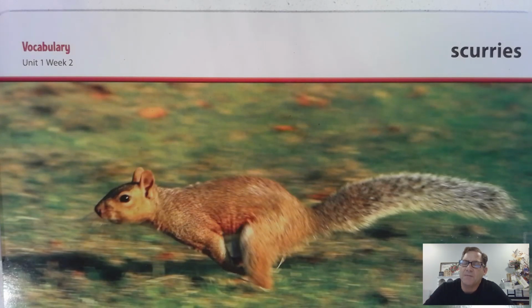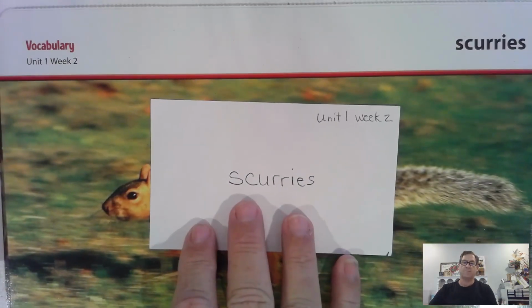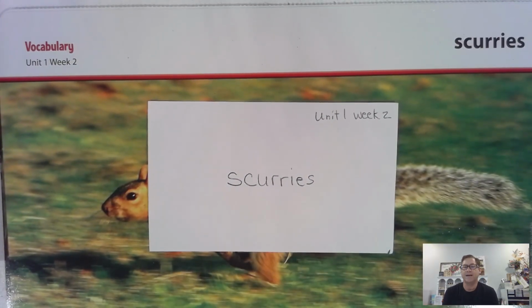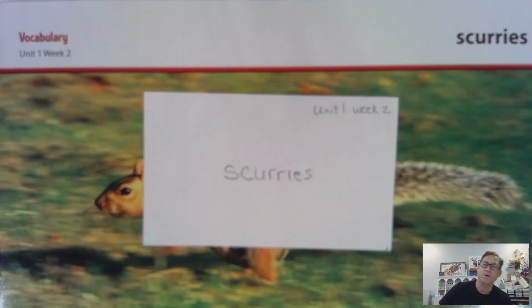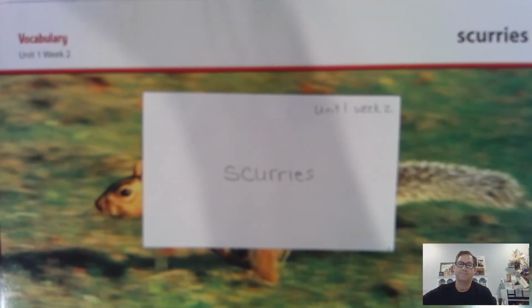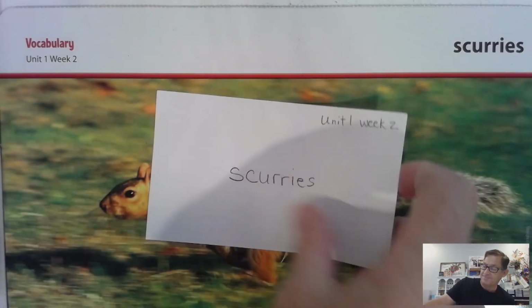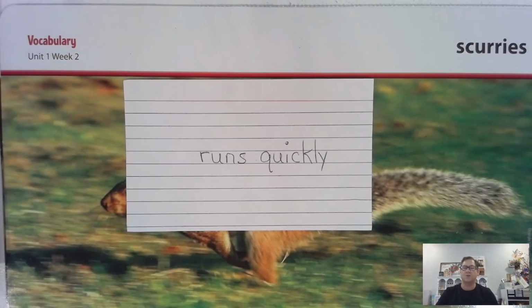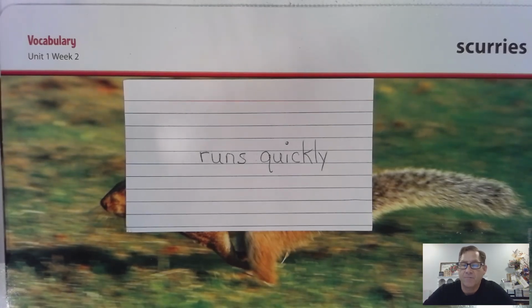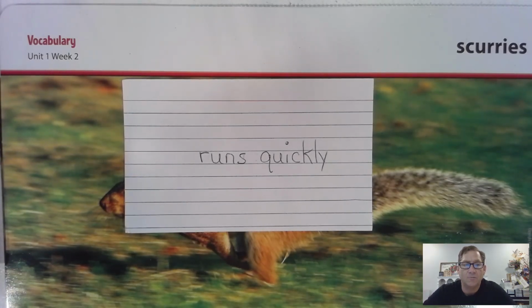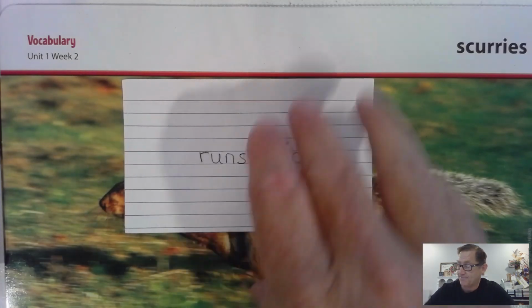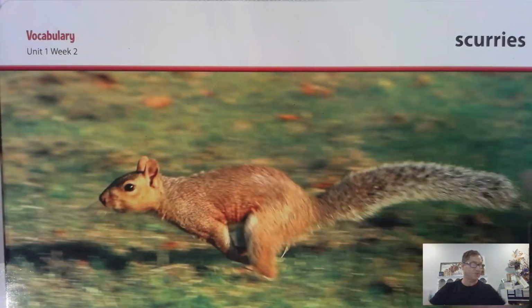What would be the opposite of scurries? Okay, so on your flashcard, write scurries on one side, and please label it Unit 1, Week 2. And on the other side, write runs quickly. And remember, as you're writing the definitions and the vocabulary word, hit pause as you need to, and then continue when you're ready. All right, runs quickly, scurries.